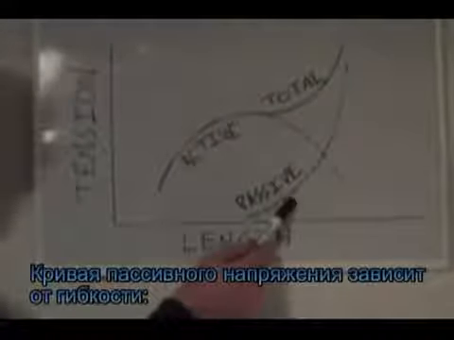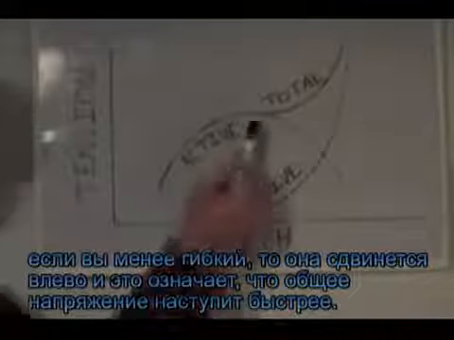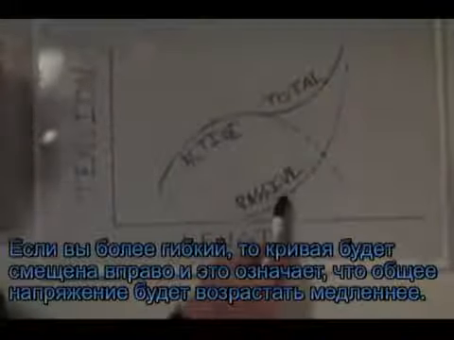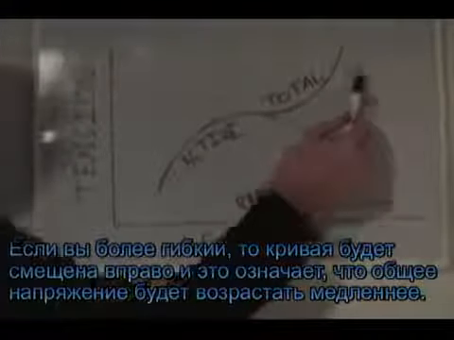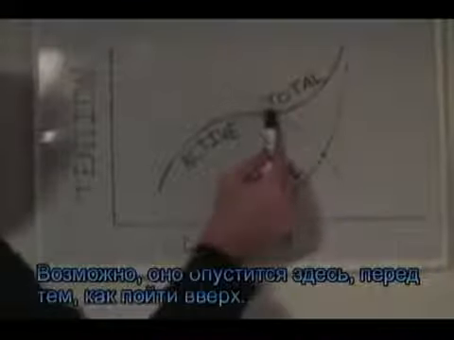Now this passive tension curve is somewhat dependent on flexibility. If you're tighter, it's going to be shifted further to the left, and that's going to mean your total tension goes up quicker. If you're more flexible, this curve would be shifted more to the right, and that's going to mean your total tension is going to go up slower. In fact, you may even have a dip right here in tension before it goes up.